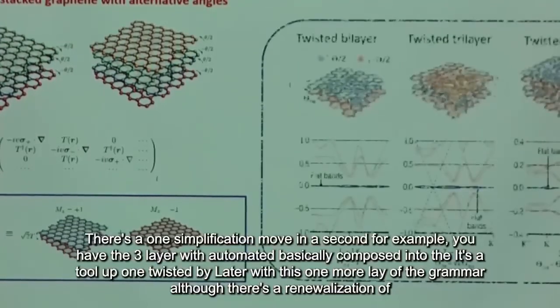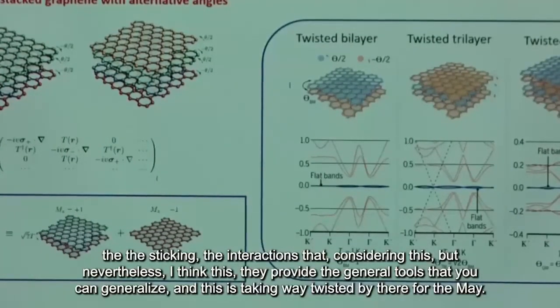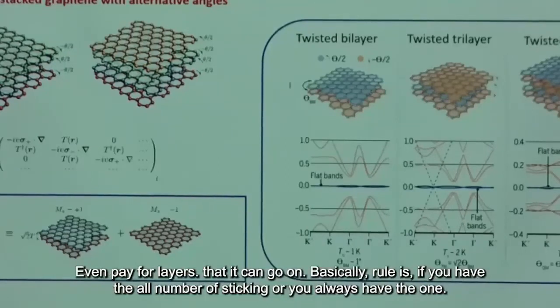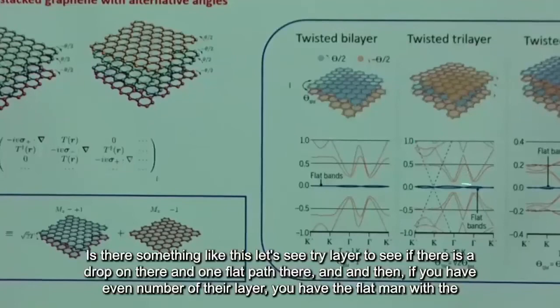But nevertheless, I think they provide the general tools that you can generalize this stacking way. Twisted bilayer, trilayer, quadruple layer, and even quintuple layers, you can go on. The basic rule is if I have an odd number of layers with alternating stacking angle, you always have at least one Dirac cone in the band structure, like the twisted bilayer. Let's see, in the trilayer case there are the Dirac cones and one flat band.